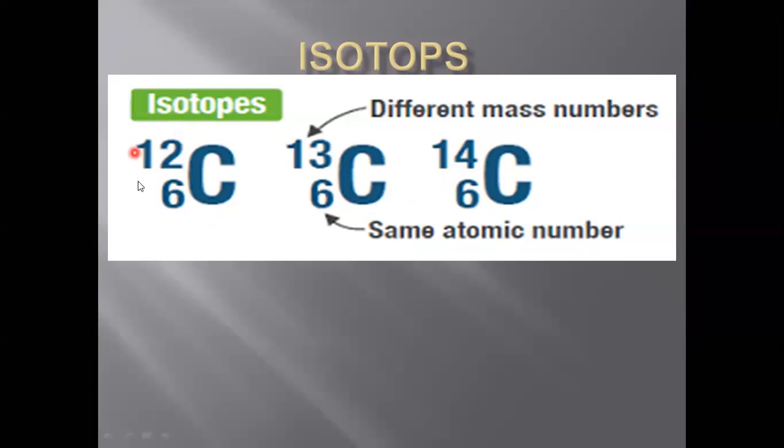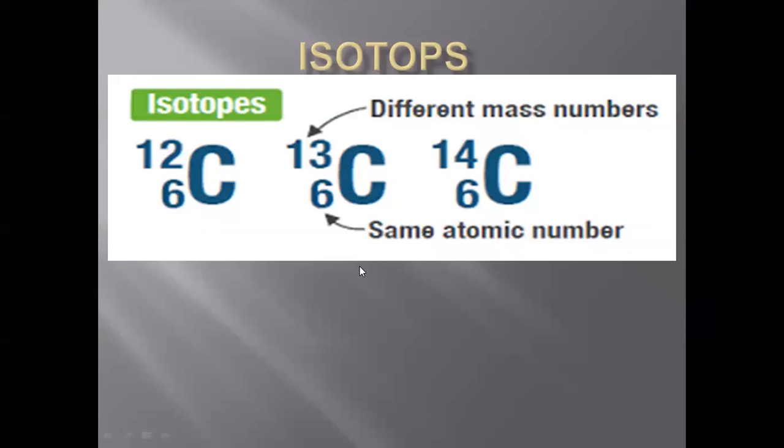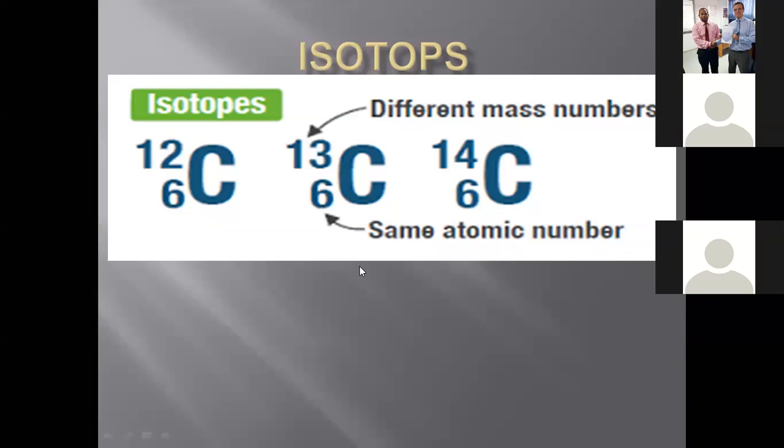Who can tell me how many neutron exist in carbon 6 12? You have to subtract, and you will find the number of neutron. Muhammad al-Ashram, how many neutron in carbon? 6. Yes, exactly. 6. Excellent. So here I have 6 proton and 6 neutron.